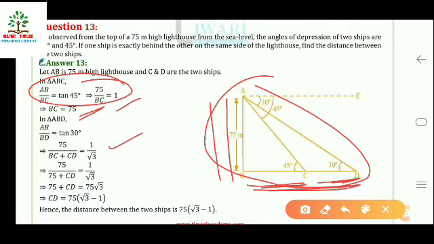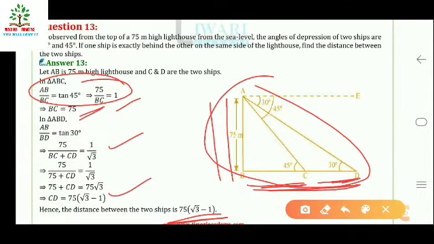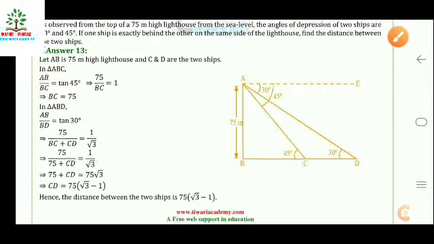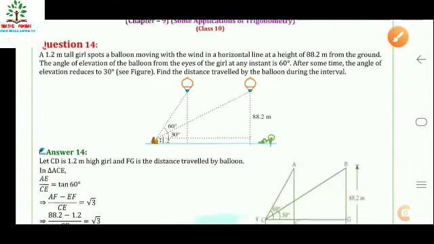Just on solving this equation, we'll get CD equals 75 within bracket root 3 minus 1 meter. So this is the distance between these two ships. The height is given in meters, so the distance will also be in meters. Now moving towards the next question, question number 14.